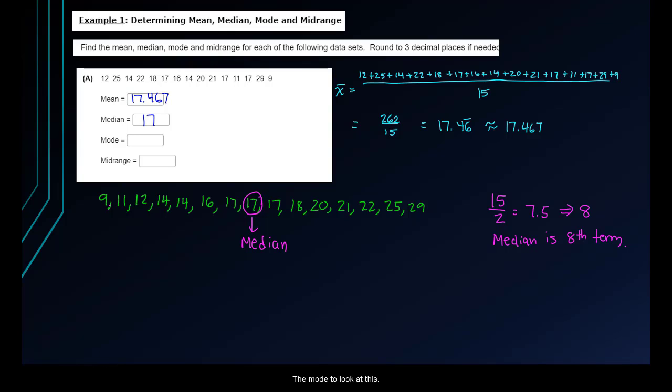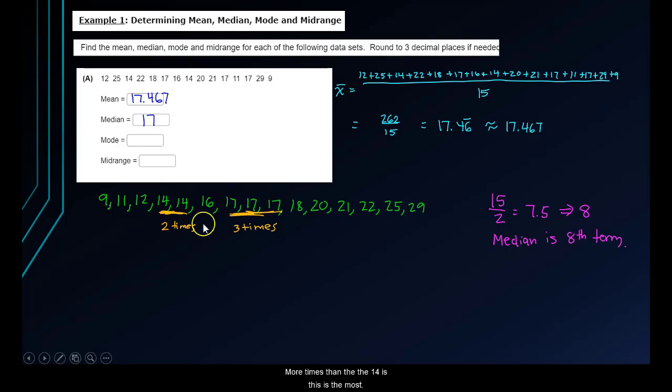The mode: look at this, I can see I have 14 occurring more than once, and 17 occurs 3 times. Because that's occurring more times than the 14 is, 17 is the mode. If they were occurring the same amount of times, then they would both be modes.